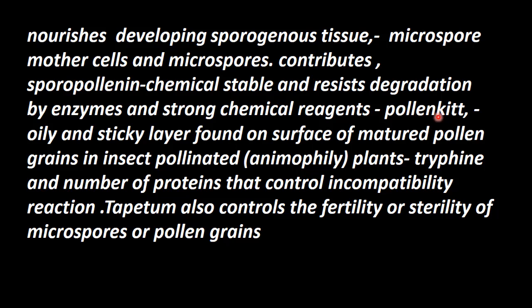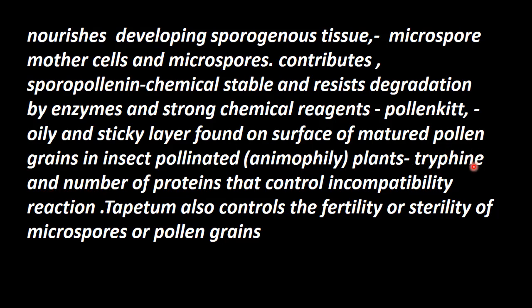What is this pollenkitt? This pollenkitt is an oily and sticky layer found on the surface of the matured pollen grains in insect pollinated plants, that is entomophilous plants, aiding cross pollination through insects. That pollenkitt is also produced by the tapetum. And there is another substance, tryphine.